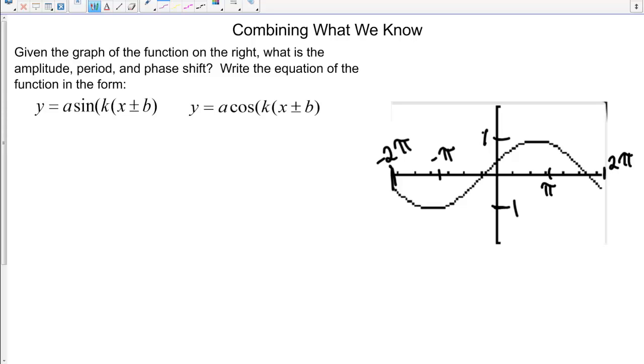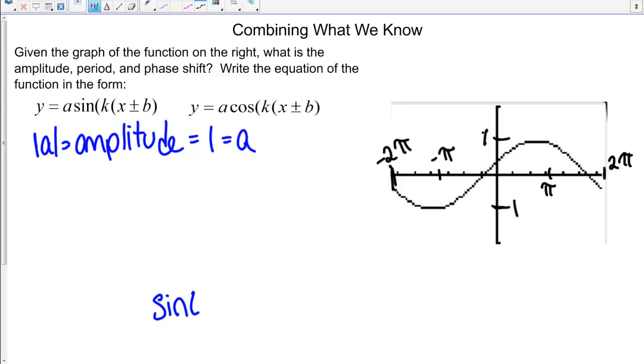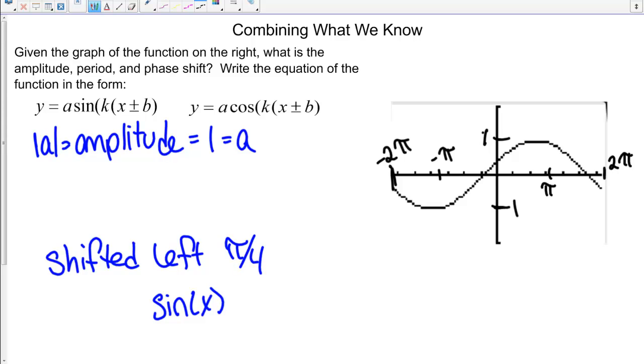So our amplitude here, well, we're going from -1 to 1, so our amplitude is just 1. It looks as though we have been shifted in which direction? Well, if this was sine of x, we have been shifted left. It looks like pi over 4. So that means we get sine of x plus pi over 4.